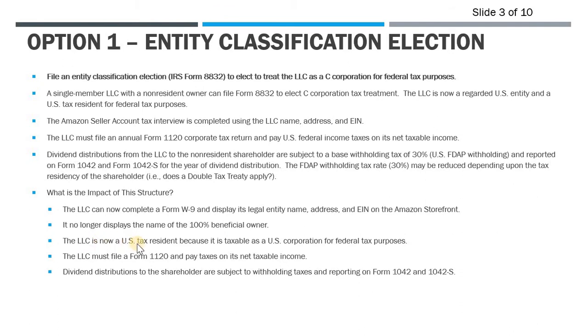Now, the LLC, again, it's a U.S. tax resident. So because it's a U.S. corporation for federal tax purposes, it's filing 1120s, and it's going to pay tax on its net taxable income. And then again, the dividend distributions, they're going to be U.S. source dividends, so they're subject to withholding taxes. Okay, so that's option one. Again, certainly on the table, and I have a lot of clients that go this route for other reasons too, but this might not be ideal if you're trying to limit your U.S. tax exposure. Okay, so let's move on to option two.